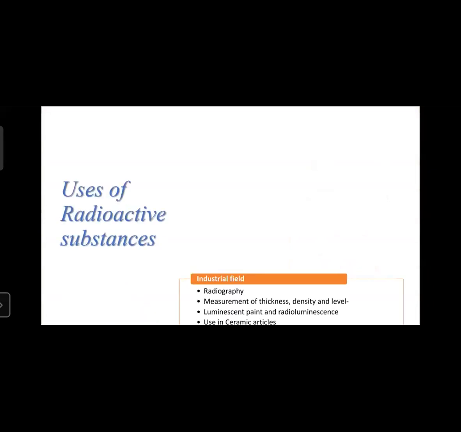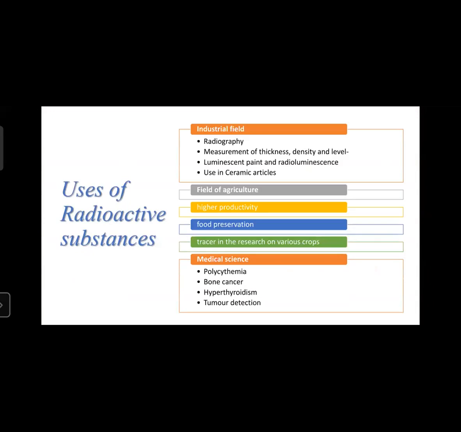We have seen uses of radioactive substances also in the industrial field, in agriculture, and in medical science. In the industrial field, we have seen radiography, measurement of thickness, density, and level, luminescent paint, and radioluminescence used in ceramic articles also. In agriculture, radioactive substances are used for higher productivity, food preservation, and as a tracer element in research of various crops. In medical science, it is used for treatment of polycythemia, bone cancer, hyperthyroidism, and tumor detection and treatment.